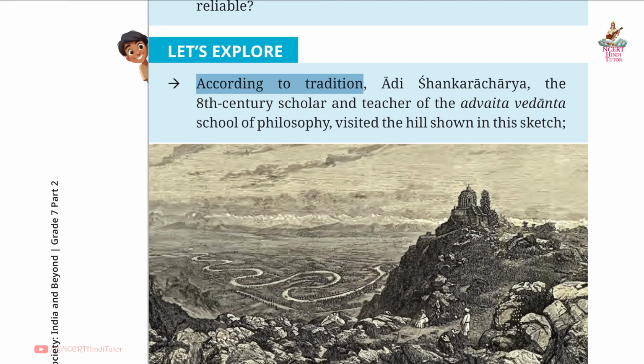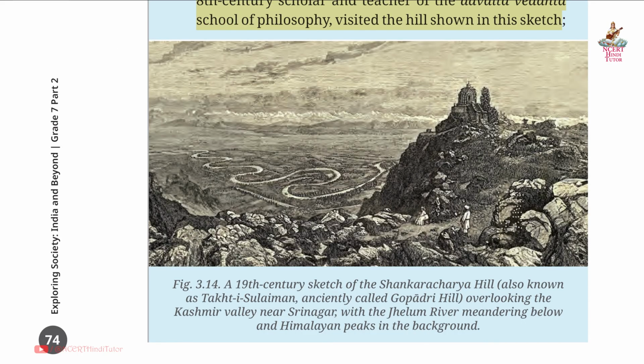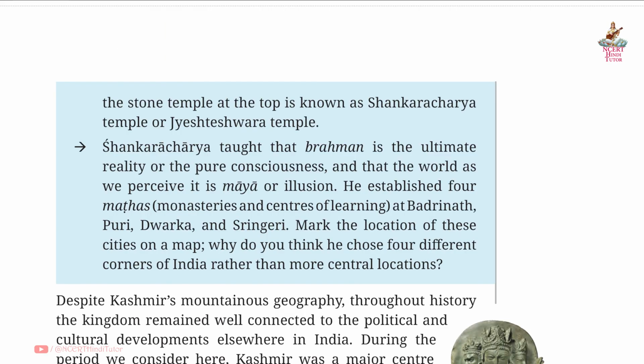Next, according to tradition, Adi Shankaracharya, the 8th century scholar and the teacher of the Advaita Vedanta school of philosophy, visited the hill shown in this sketch. So friends, this is the sketch. The stone temple at the top is known as Shankaracharya temple or Jyeshtheshvara temple.